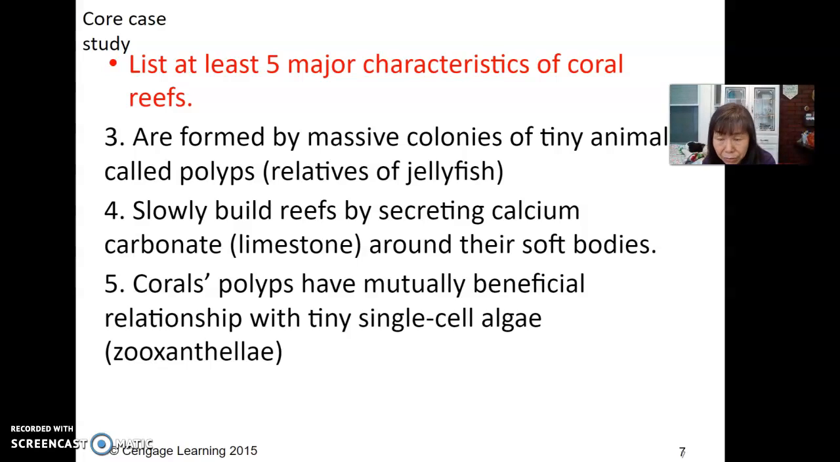Number 4, corals slowly build reefs by secreting calcium carbonate, the major component in limestone, around their soft bodies. And lastly, coral polyps have a mutually beneficial relationship, symbiosis, with tiny single-celled algae that live inside of them. They are called zooxanthellae. So polyps and the single-celled algae zooxanthellae live together.